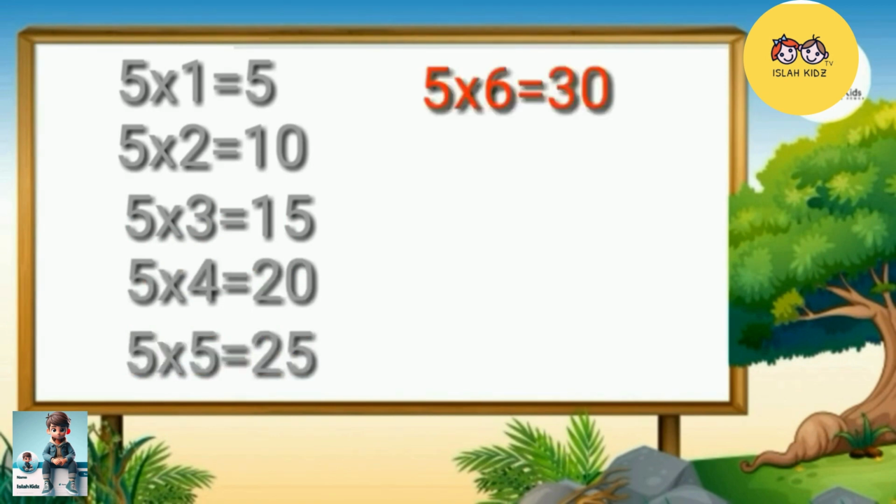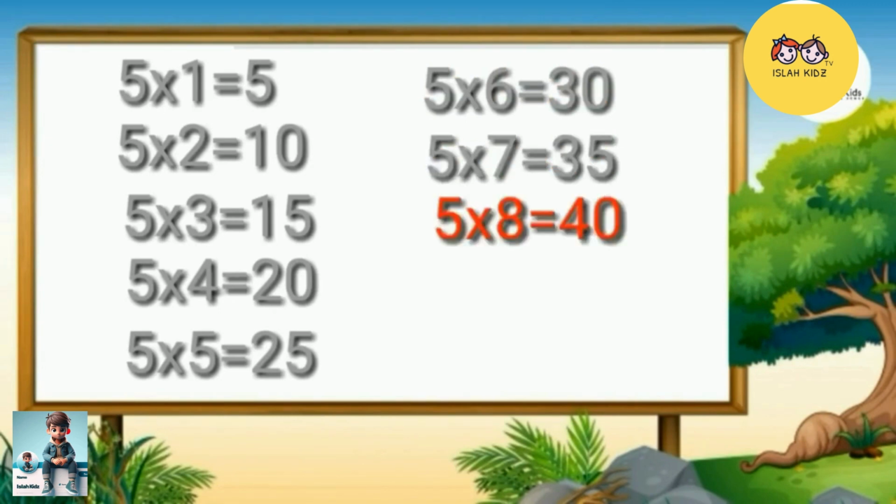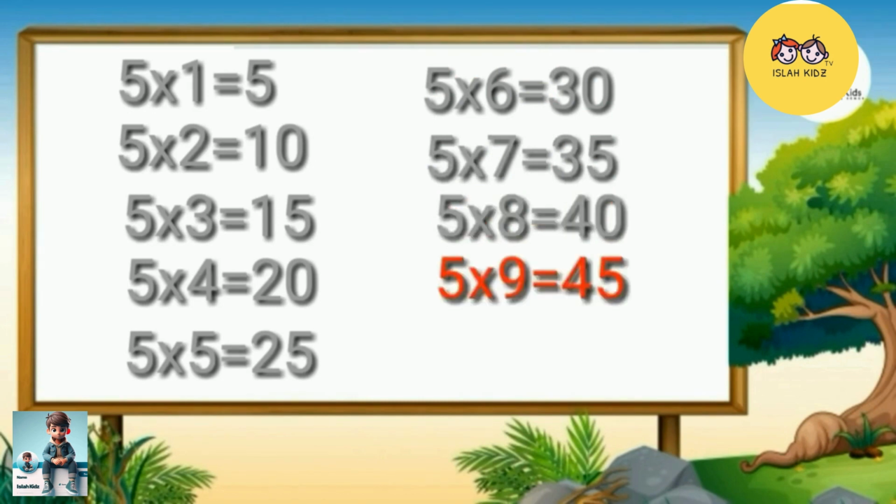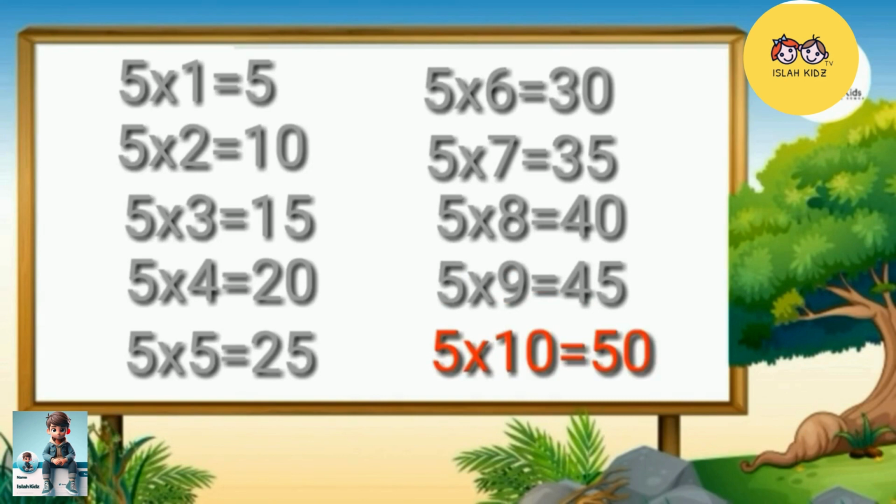5 sixes are 30. 5 sevens are 35. 5 eights are 40. 5 nines are 45. 5 tens are 50.